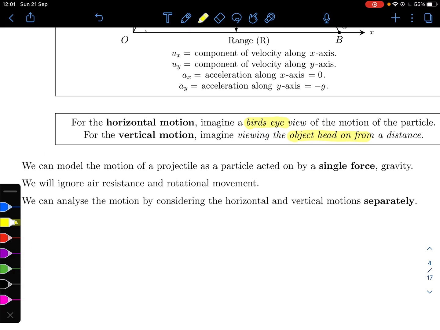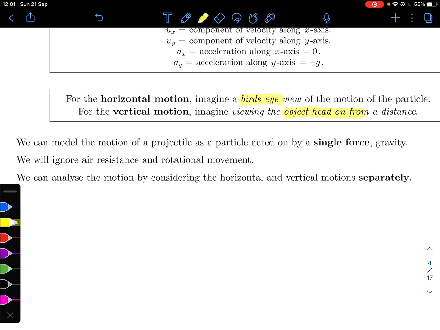So all of our models in this chapter will be based on the object being a particle and all the consequences of that, and then it's being acted on by only one single force, gravity. So gravity alone is acting up and down. There's nothing else acting on it, so we're going to ignore any air resistance, as we do when it's a particle, and any spin and the effect that would cause. Again, that's the consequence of it being a particle. And we're also going to ignore wind or any other external factors. And as I've said already, we consider it separately.